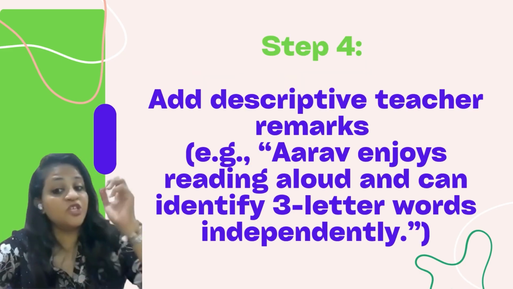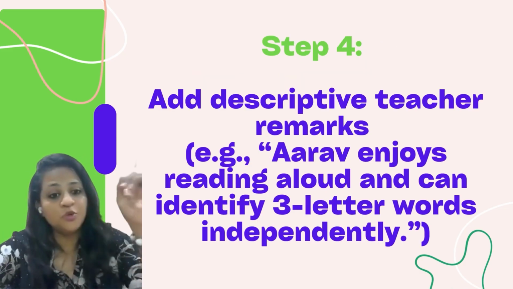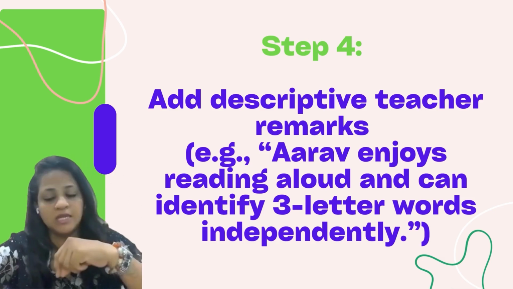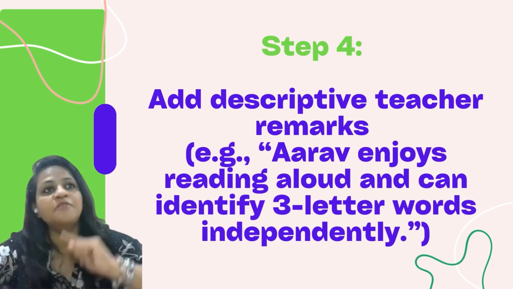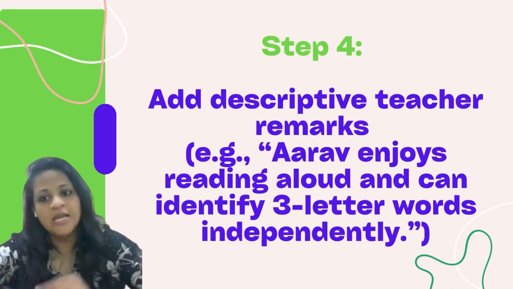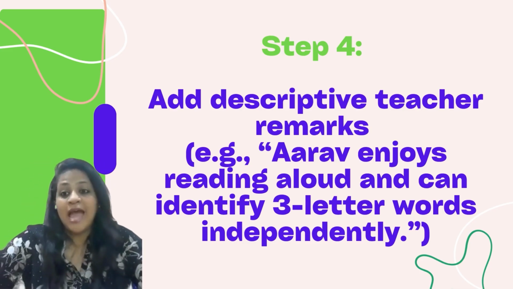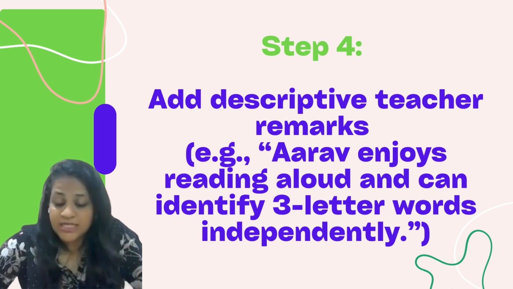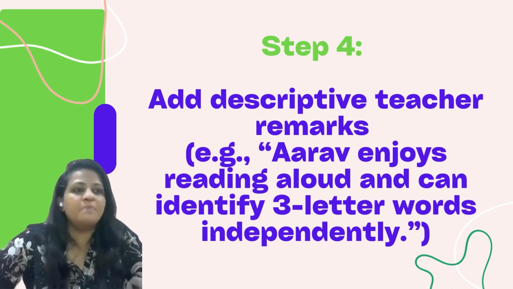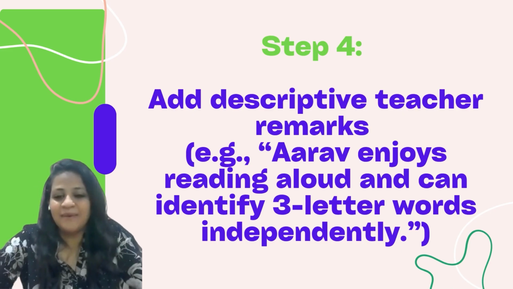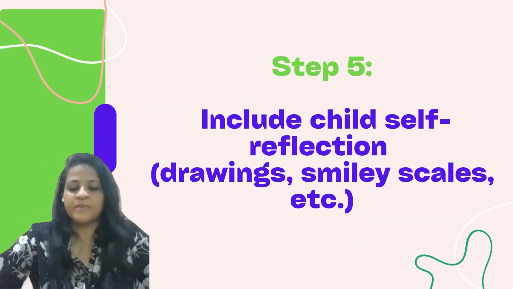Now step four, which I said for step two, is recording and observing. This is where the descriptive feedback goes from the teacher. For example, here I've given: Arav enjoys reading aloud and can identify three-letter words independently. So it's a big milestone for the child and for the parents. It's a beautiful reward.